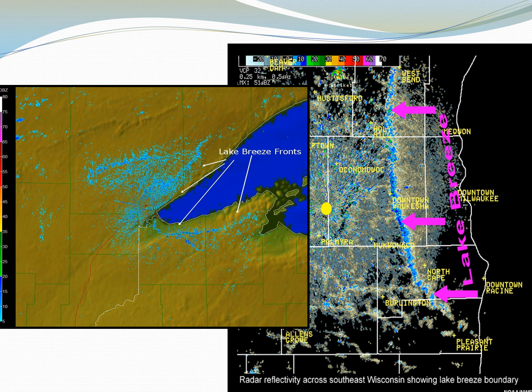These are how the lake breezes would look on radar. The fine line is caused by returns from dust and insects that get caught along the lead edge of the lake breeze, or the so-called lake breeze front. This front marks where the wind shift and temperature drop occurs.